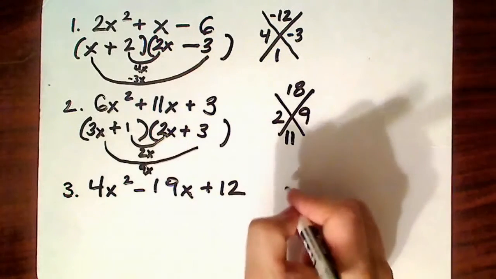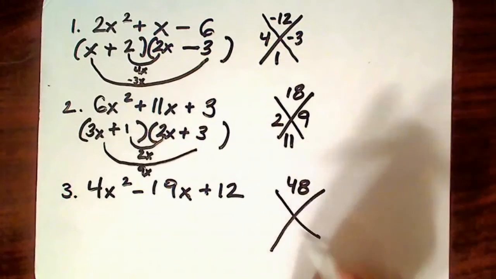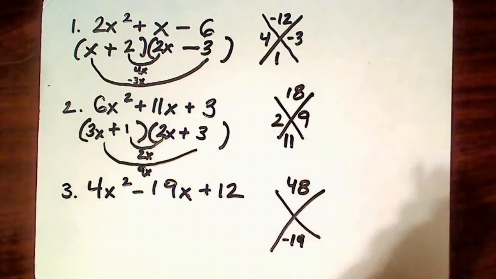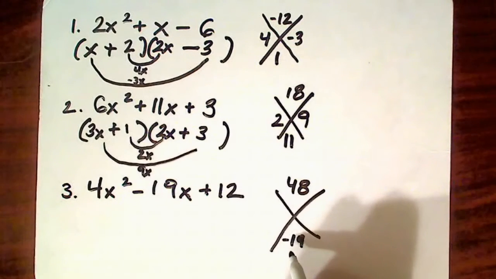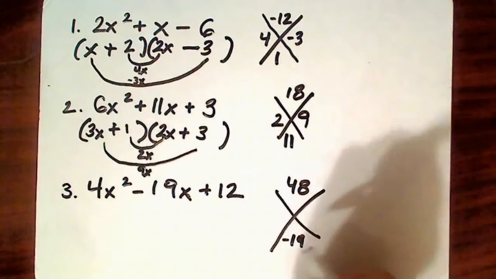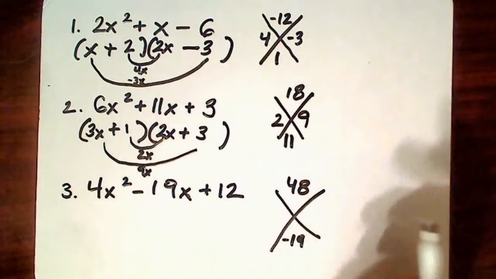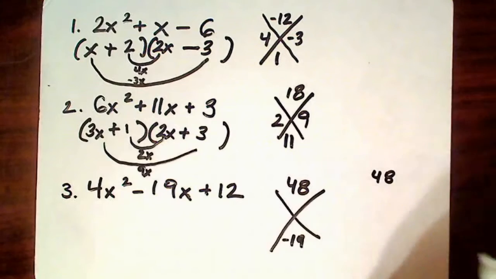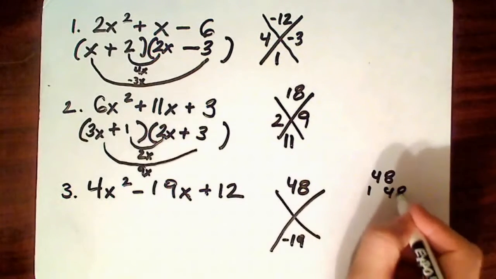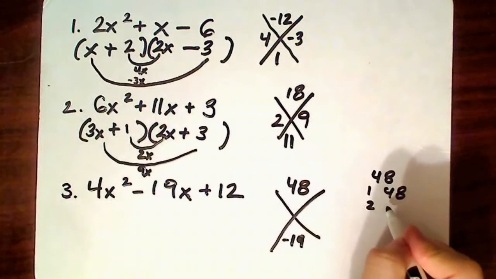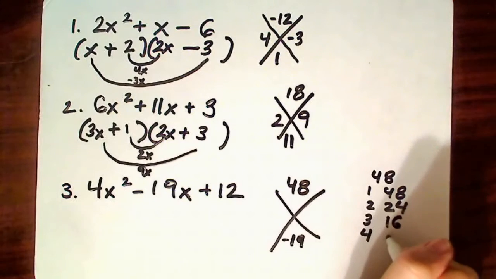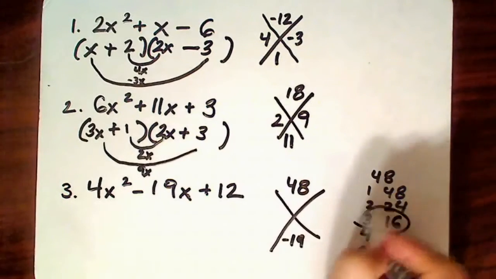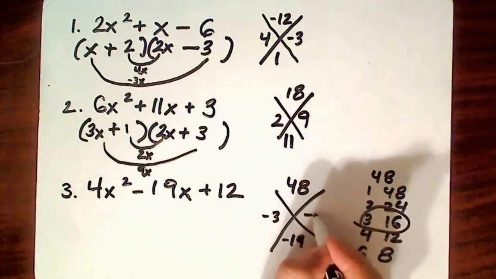All right, so now let's look at the last one. 4 times 12 is 48. Then you have negative 19. What times what will give you 48, and when added together gives you negative 19? Maybe it's not that noticeable. I think it's negative 3 and negative 16. But if it wasn't that noticeable, you would list out factors of 48: 1 and 48, 2 and 24, 3 and 16, 4 and 12, 6 and 8. What gives you the 19? 3 and 16. So it'd be negative 3 and negative 16.